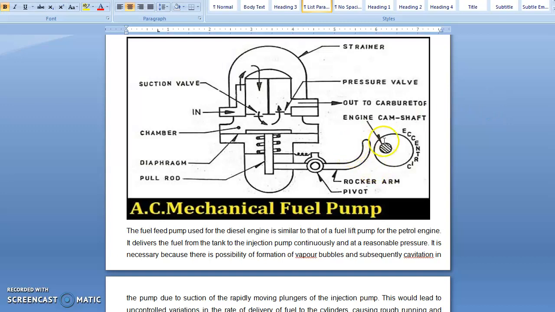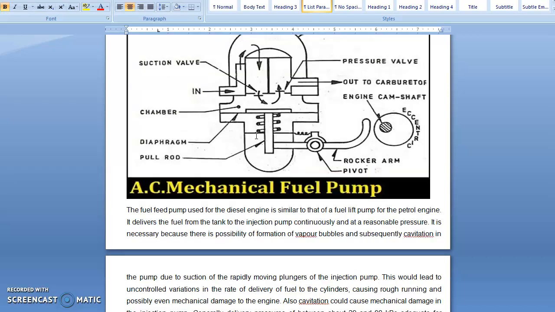As the cam rotates, it operates the rocker arm, which in turn pushes the diaphragm up and down. The downward movement of this diaphragm sucks the fuel through the strainer from the fuel tank. The upward movement of this diaphragm pushes the fuel up, which causes the inlet valve to close and the outlet valve to open. The fuel through the outlet valve goes to the other parts of the fuel supply system. So this is all about how the diaphragm moves upward and downward due to the rotation of this cam.